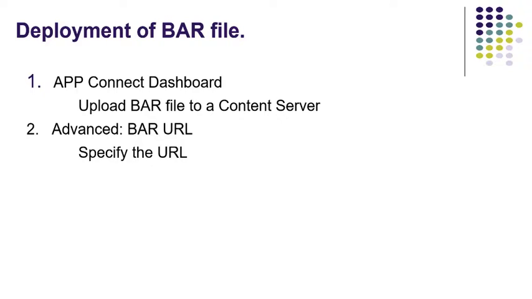Or you don't upload anything. After creating it, when you don't upload anything and go to the next step, at the last step it will ask you to provide the URL. So you need to specify the URL, and from here multiple bar files can be deployed. So that is one way of doing it.